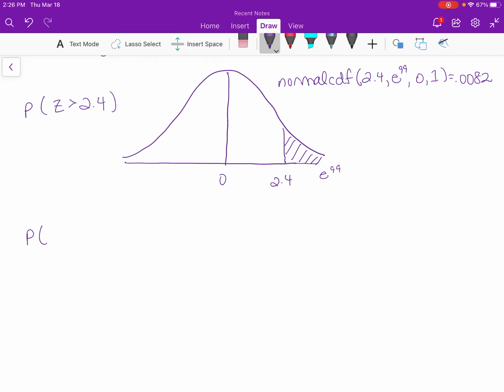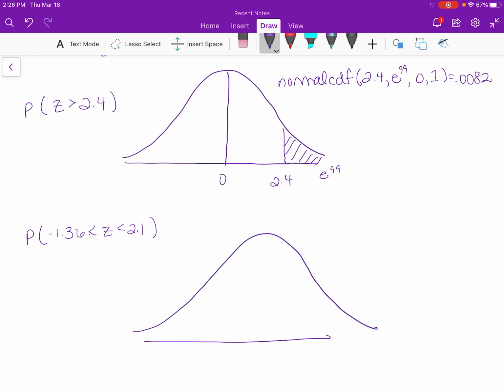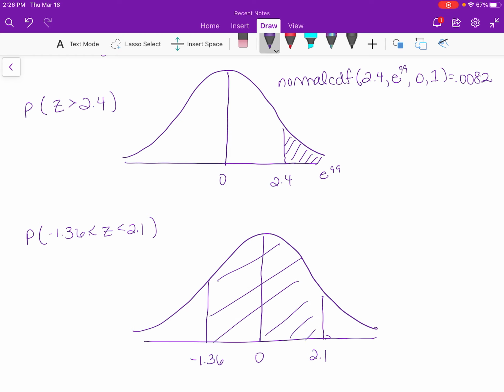So let me show you one more problem. If I wanted to find the probability that z was between two numbers, let's say between negative 1.36 and positive 2.1. So negative 1.36 is on the lower end. Positive 2.1 is on the upper end, and I would shade between them. So in this case, my lower bound and my upper bound are actually numbers. So negative 1.36 is the starting point. 2.1 is the ending point. 0, 1 are my mean and standard deviation.